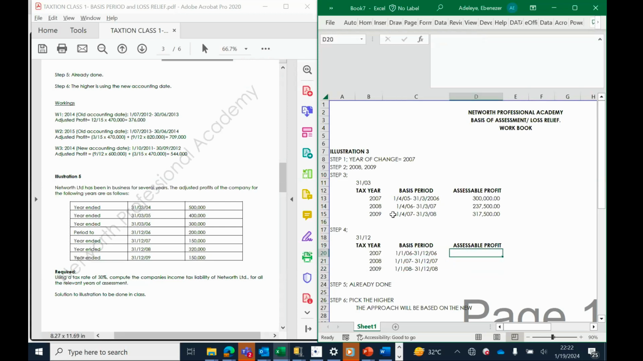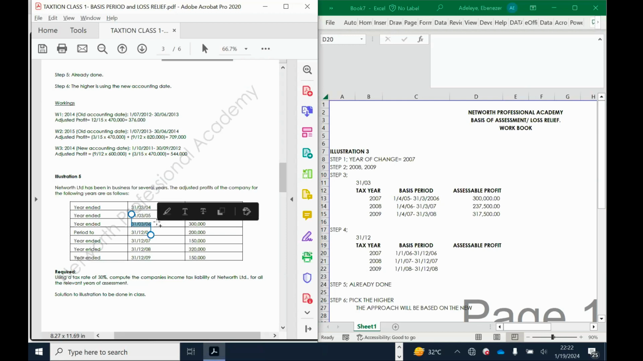So for the first one, we have to figure out how to get it because it's a new accounting date, so it will not be there directly. So 1106 is from where? 1106 is before this, right? Yes, 31st of March 2006. So it is a 3 months period before this. So you have to take 3 months out of this, then take the remaining 9 months out of this. But don't forget, this period is already 9 months from here.